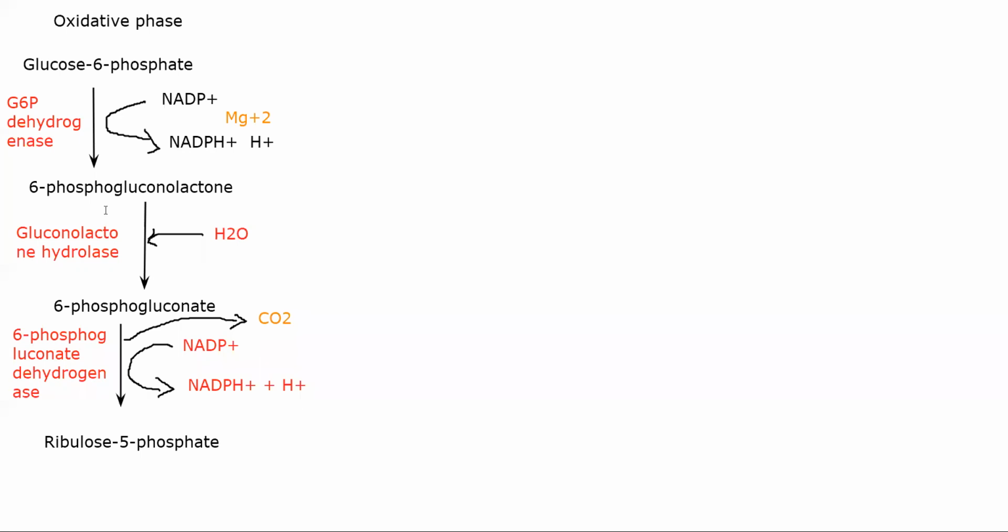So by doing so, you are basically removing one carbon from the 6 carbon structure, giving you a 5 carbon monosaccharide, which is ribulose 5-phosphate. Now this is the oxidative phase of your HMP shunt pathway. Coming to the non-oxidative phase, please feel free to ask doubts if you are having any.